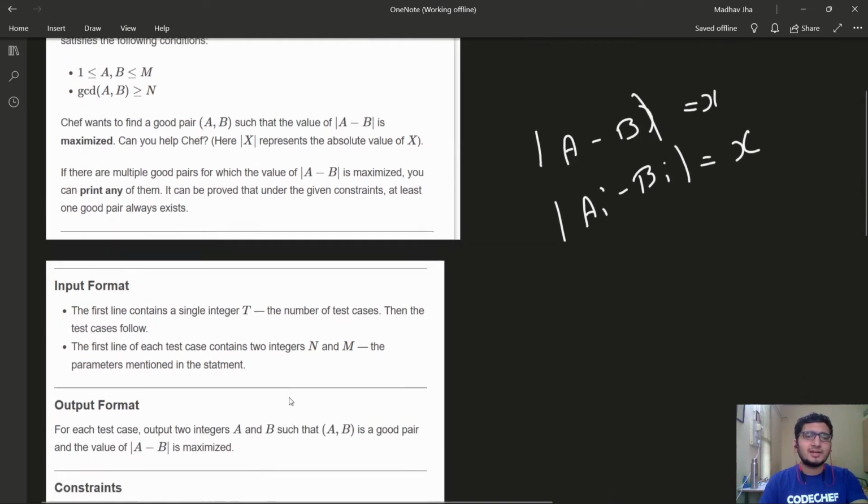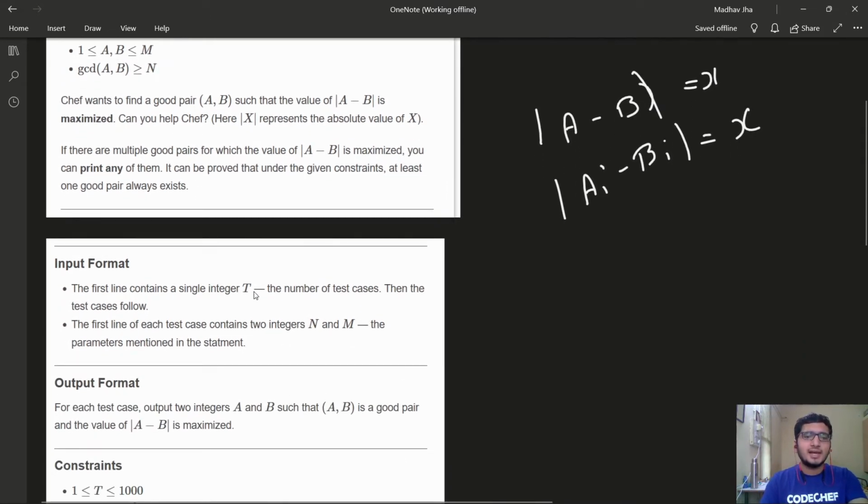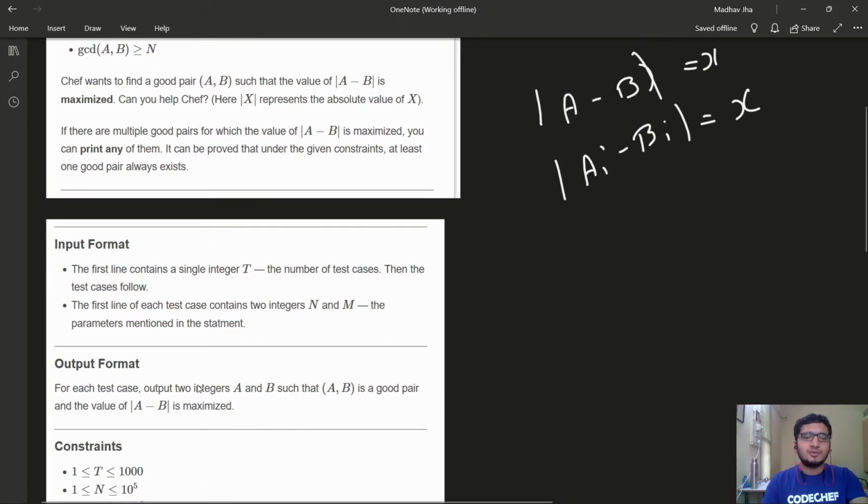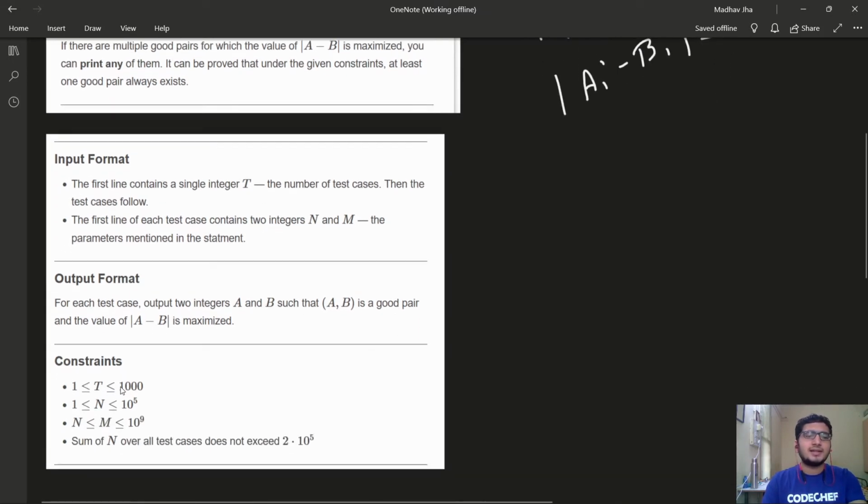Now the input format is simple. We will have t test cases and for every test case we will have n and m. As we saw in the output format, we simply have to print the a and b that have the maximum difference. The constraints are that test cases will range from 1 to 1000, n will range from 1 to 10 raised to 5, and m will range from n to 10 raised to 9.